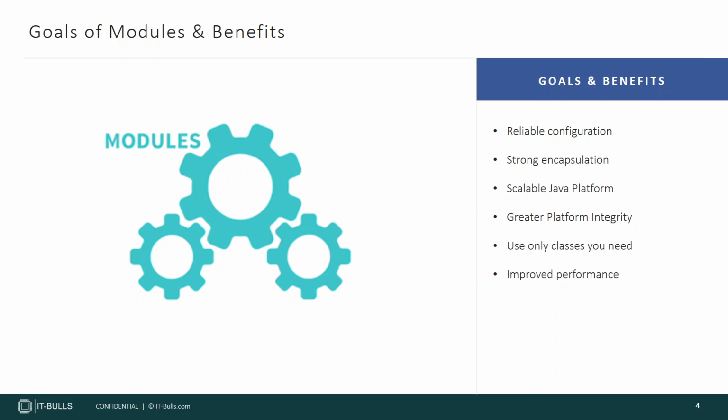There is a JSR 376. JSR stands for Java Specification Request. This is an actual description of the proposed and final specification for the Java platform. At any one time, there are numerous JSRs moving through the review and approval process. In the JSR 376, we can find a list of goals of modularizing the Java SE platform. Among them, such goals as reliable configuration.